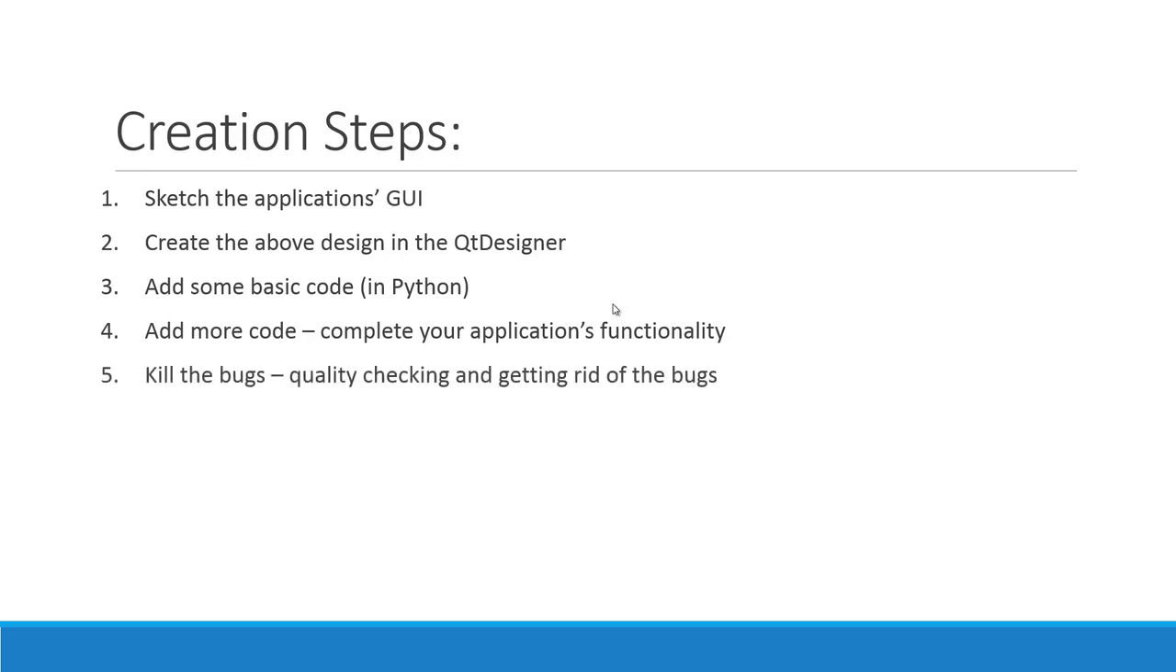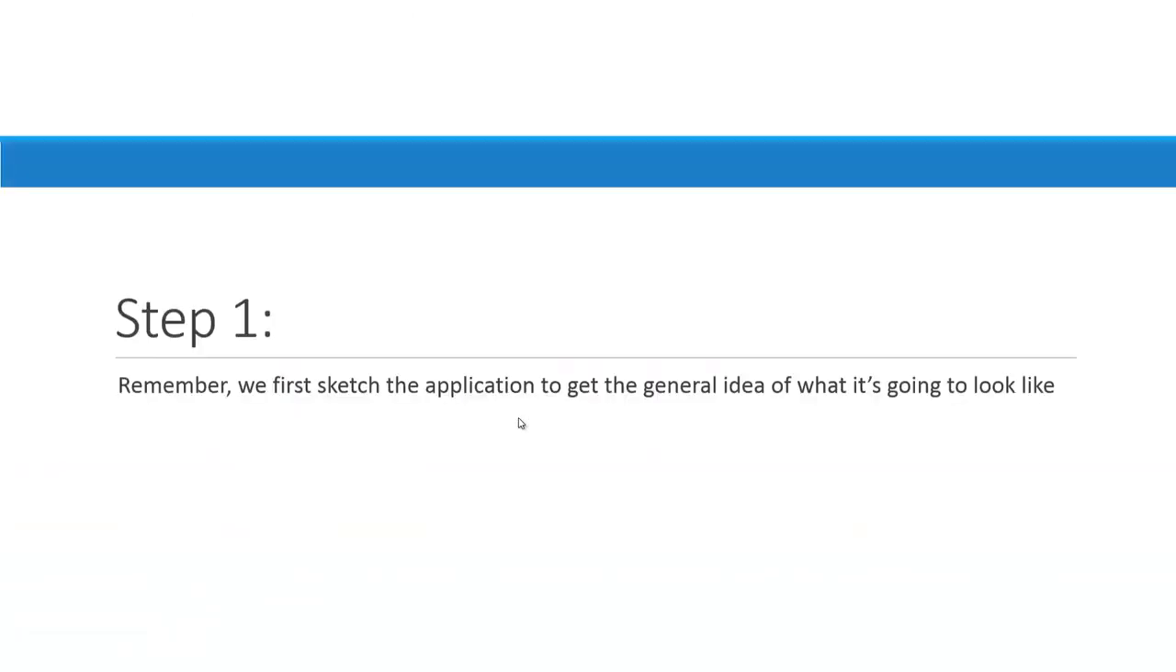The next thing is to kill the bugs. Quality checking and getting rid of the bugs or any errors that come up in your code. And finally, we're going to package the application and create an installer for distribution. And I have to say right away that we are going to package the application in the .exe format, so executable for Windows. I apologize to Linux or Mac OS users, but that's just what most people use, Windows. Let's go through these step by step.